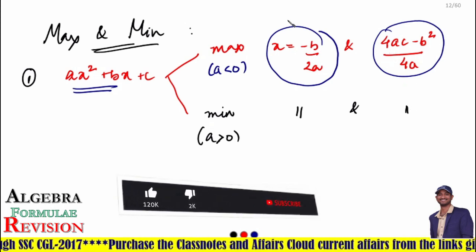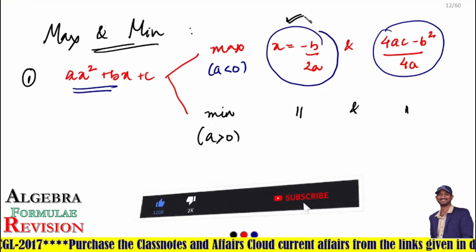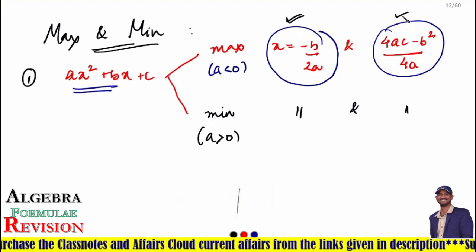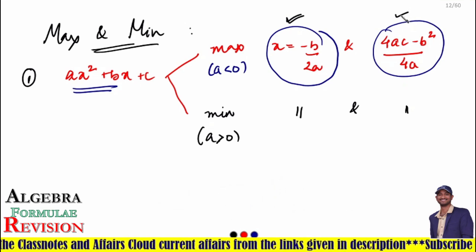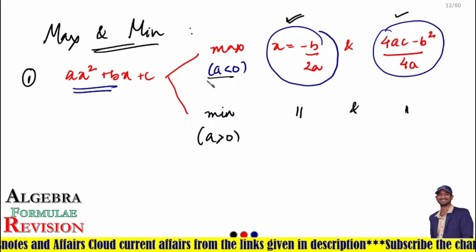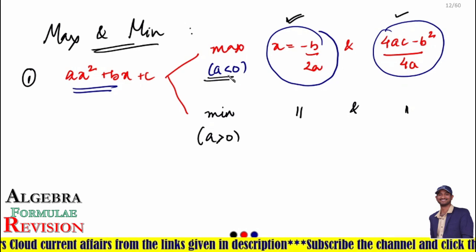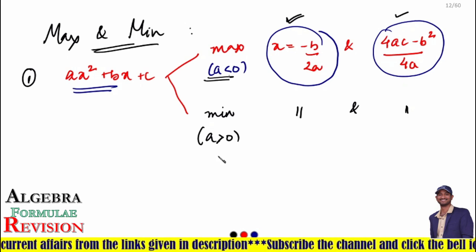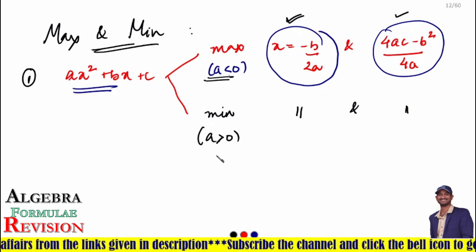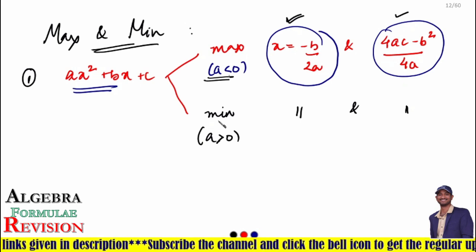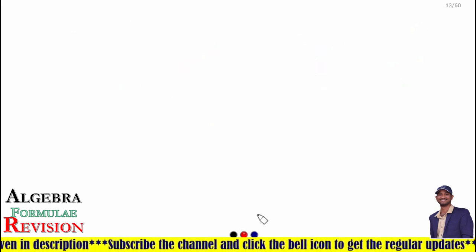So please remember at what point you get the minimum or maximum value, and what the minimum and maximum values are. But here the condition is very important. It is based on the coefficient of x square. If it is less than 0, you will have a maximum, and if it is greater than 0, then you will get a minimum. Is it clear?